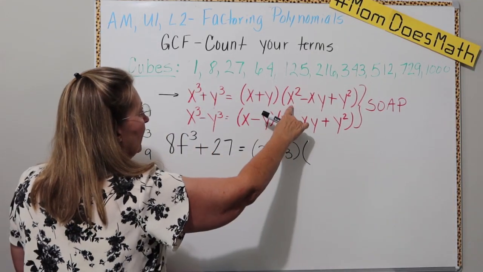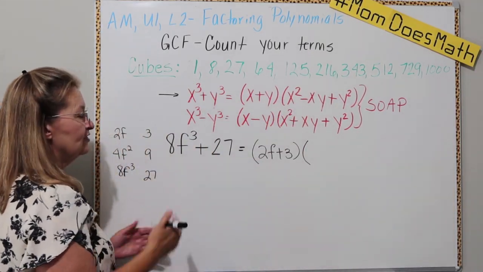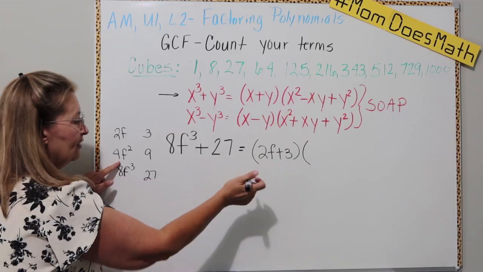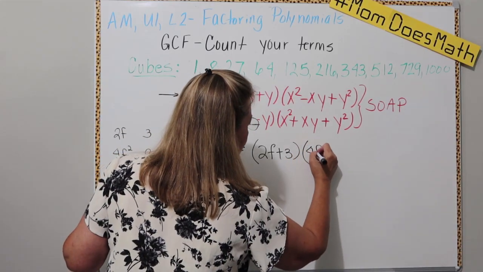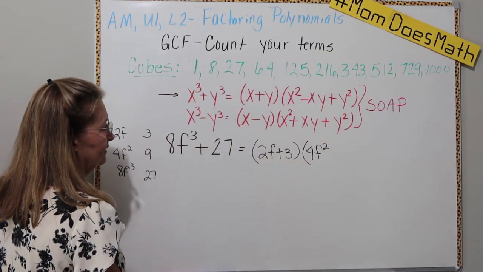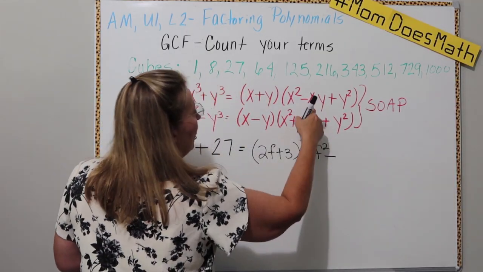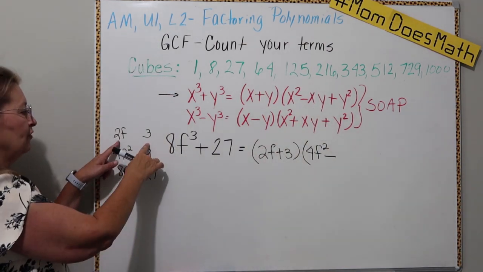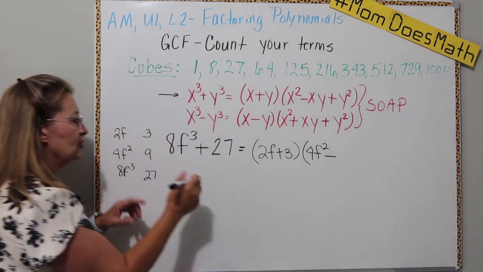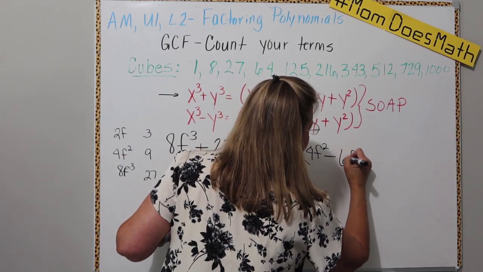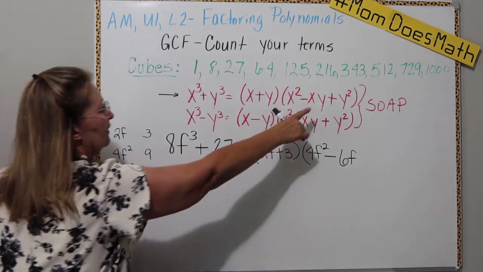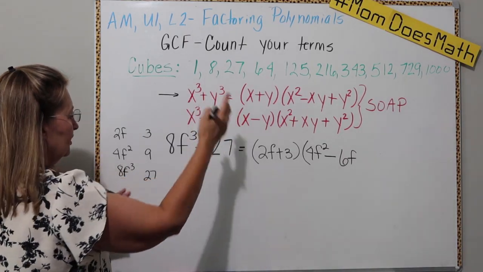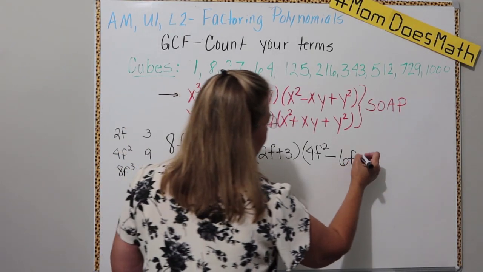Now, x squared represents the root squared. So that's going to be 2f squared, which is 4f to the second, minus, now, cube root times cube root. So I can come back over here. 2f times 3 will get me 6f. Then my last number is the root of my second term squared, which is 9.